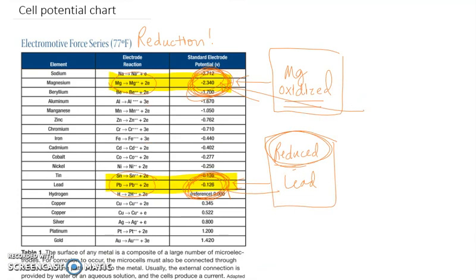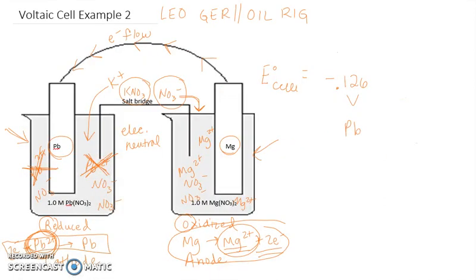Now, quick reminder, since this was flipped, we aren't reducing, we're oxidizing. We have to change the sign. And so instead of being negative 2.340, we're going to change it to positive 2.340. So again, we take our reduction potential and we keep it the same, negative 0.126. We take our oxidation potential and we flip the sign. And we add those two together in order to get our final answer.